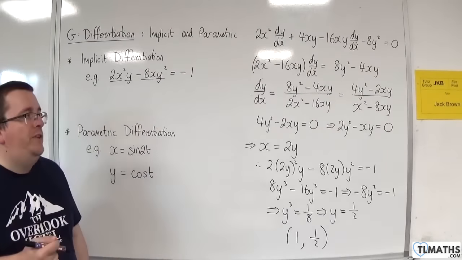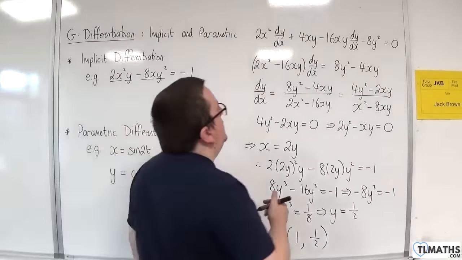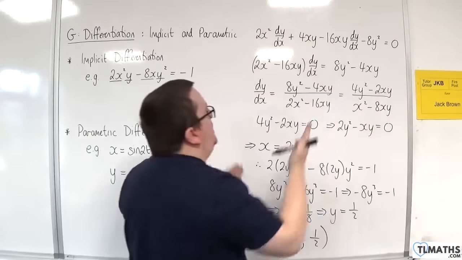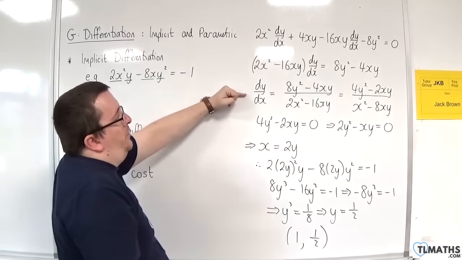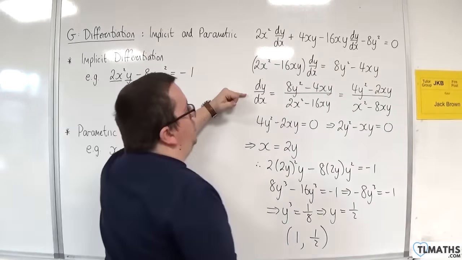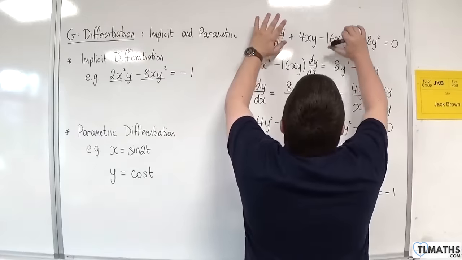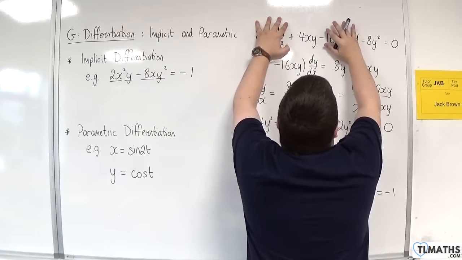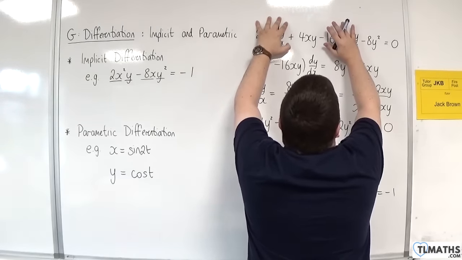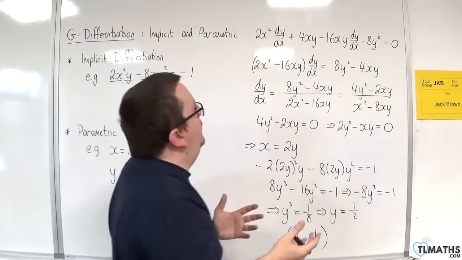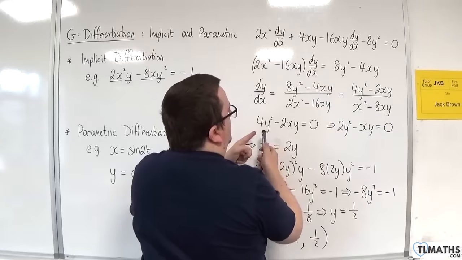Now, what's important to note is that if the question had just said find the stationary points of the curve, there's no reason as to why you can't go straight in at this line and then say dy by dx is equal to 0. So you do not have to rearrange this to get dy by dx equals something in order to find stationary points. Because you know that dy by dx is equal to 0, you can substitute dy by dx is 0 in here. So that would make that term 0 and that term 0, and you would get 4xy take away 8y squared must be equal to 0. And that is precisely what you have here in the top line, which I've then simplified here.